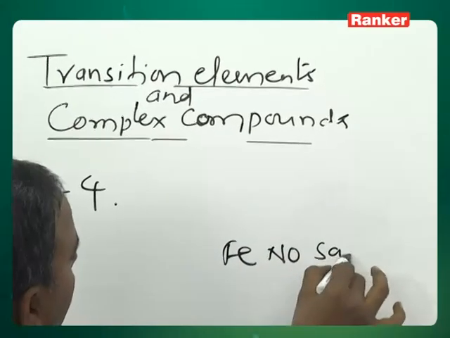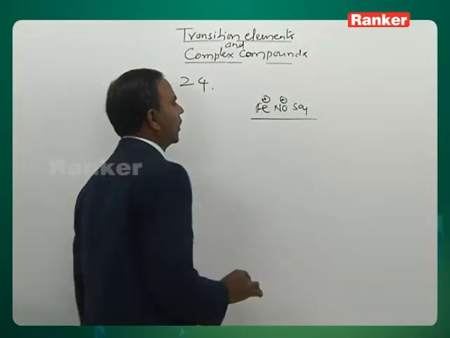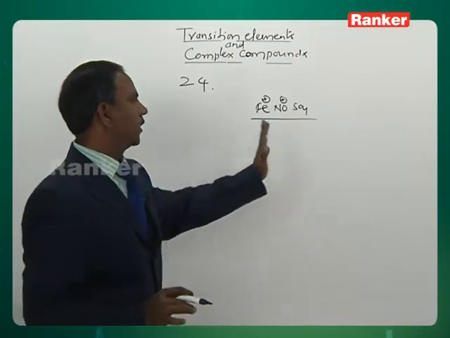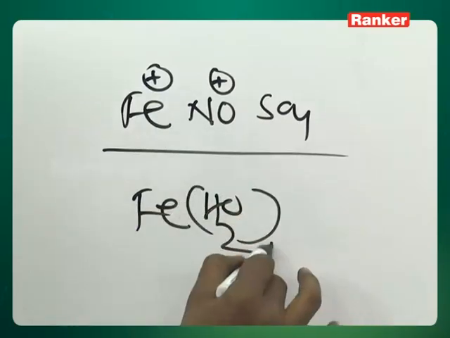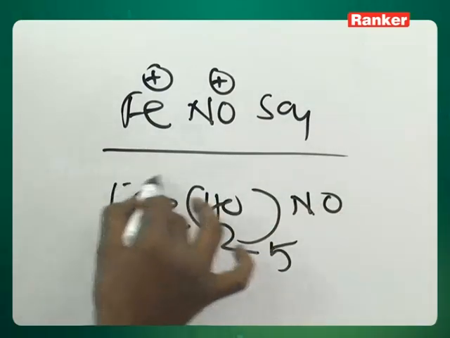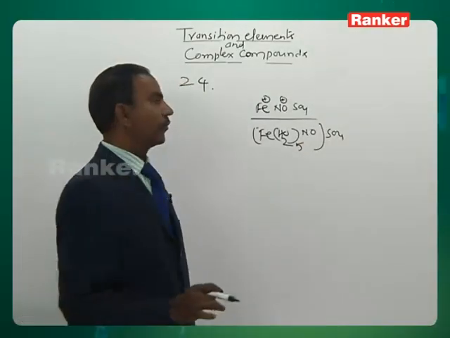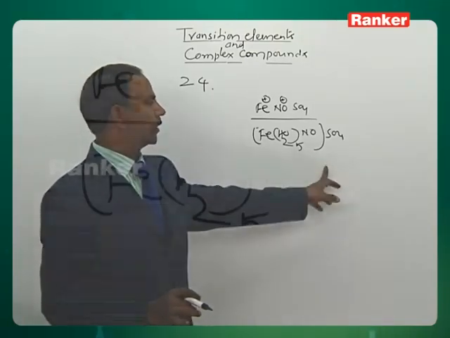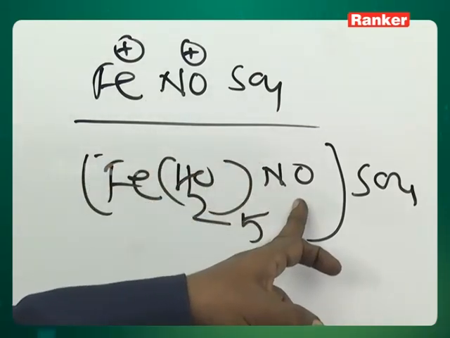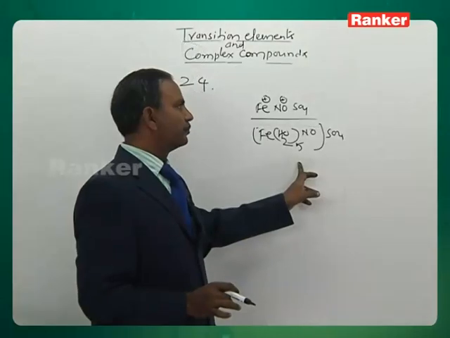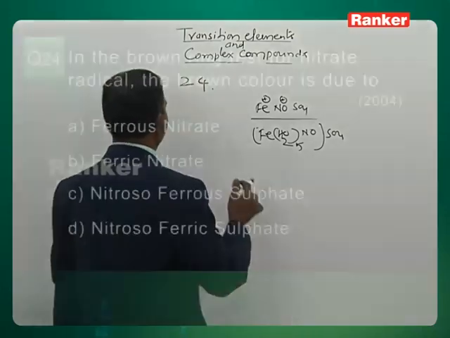FeNOSO4, this is NO+ and this is Fe. Nitroso-ferrous sulfate is the correct answer here. The brown ring complex is written as [Fe(H2O)5NO]SO4. Fe is in the +1 state, with nitrosonium NO+. So this is the brown ring complex, which in short you can call nitroso-ferrous sulfate. So the answer is C. Question 24, answer is C.